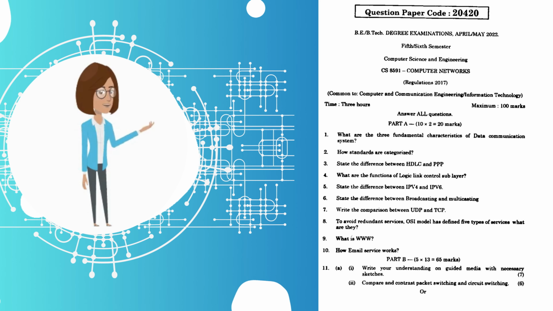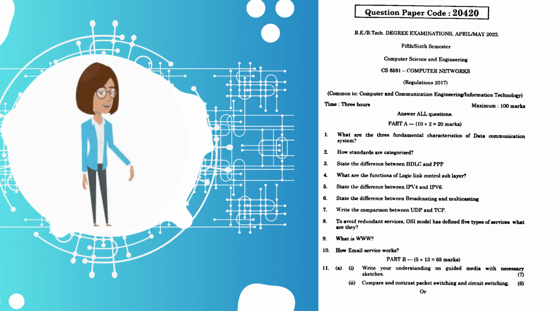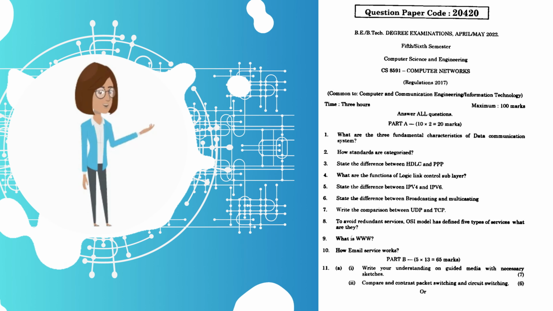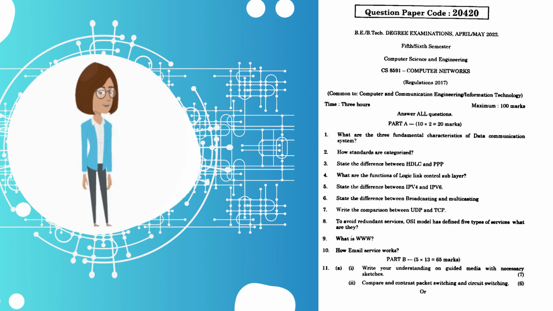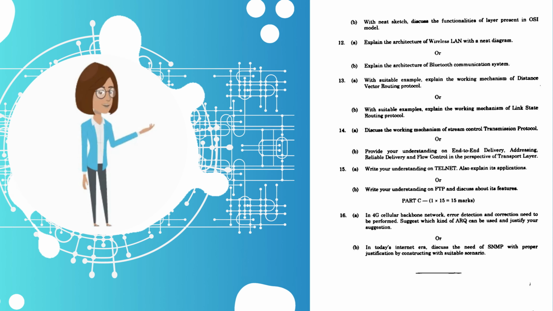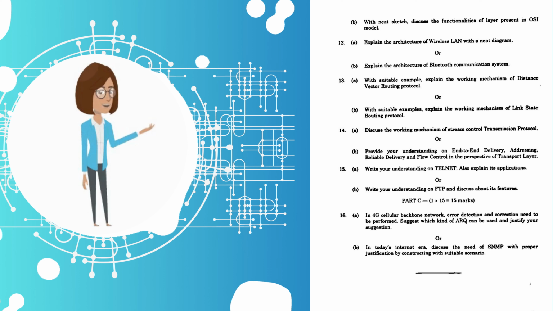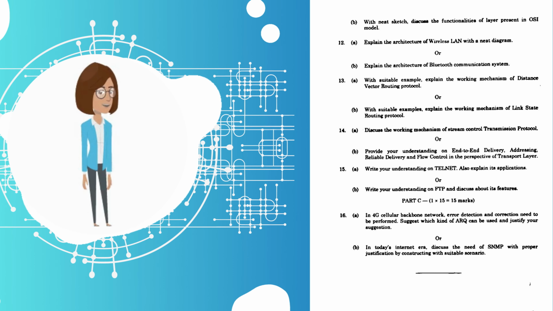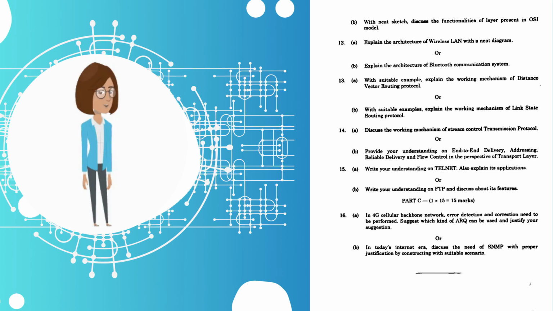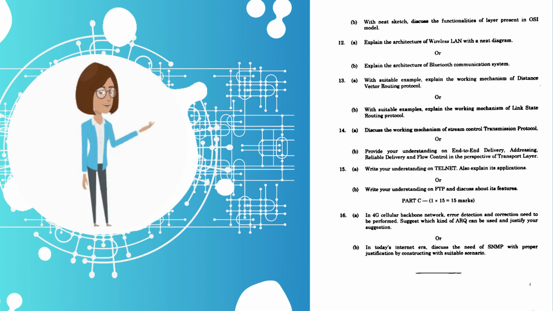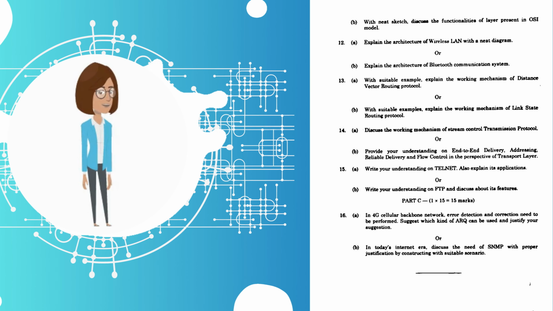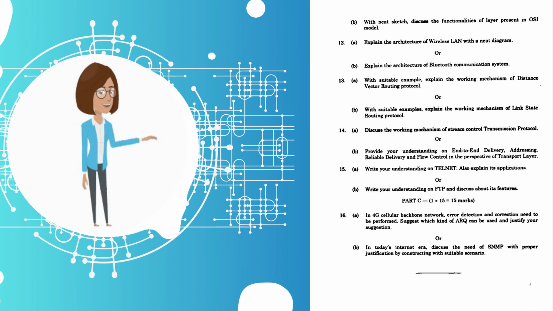11a. 1. Write your understanding on guided media with necessary sketches. 2. Compare and contrast packet switching and circuit switching. Or B. With neat sketch, discuss the functionalities of layer present in OSI model. 12a. Explain the architecture of wireless LAN with a neat diagram. Or B. Explain the architecture of Bluetooth communication system.